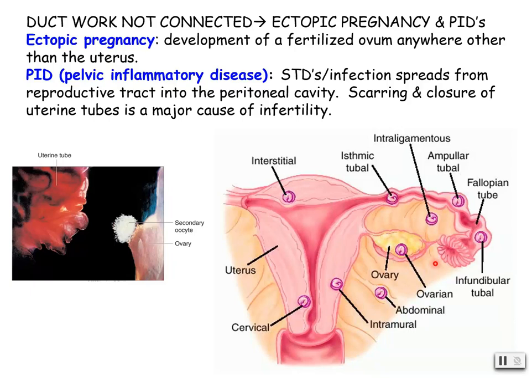How common is it that the oocyte or that egg doesn't make it into the uterine tubes? They think about 1% of the time that this fertilized egg is not going to make it into the tube, or there's going to be fertilization outside of the womb. So ectopic. That's pretty common.